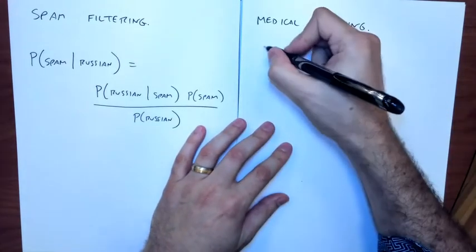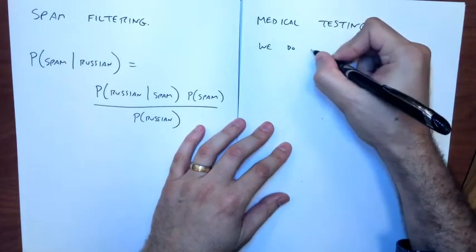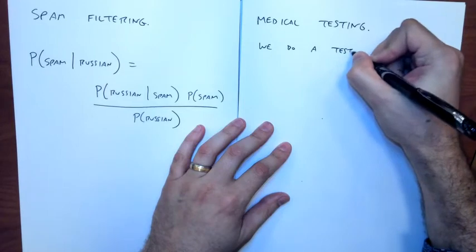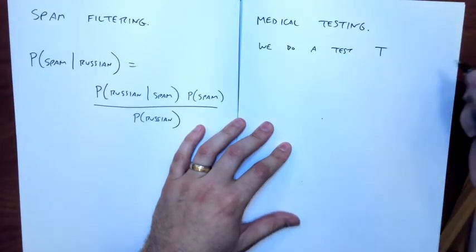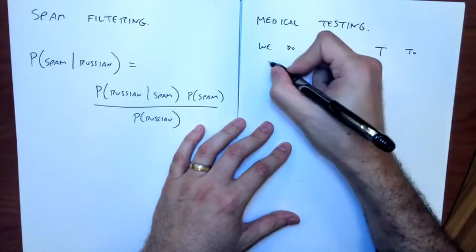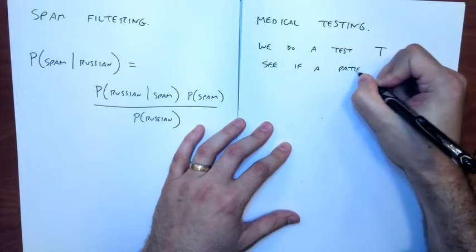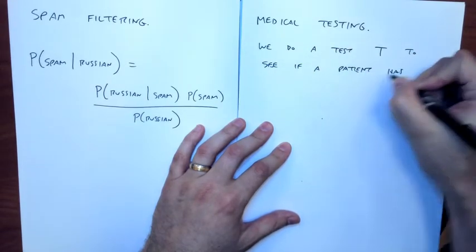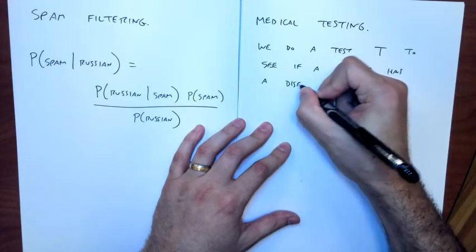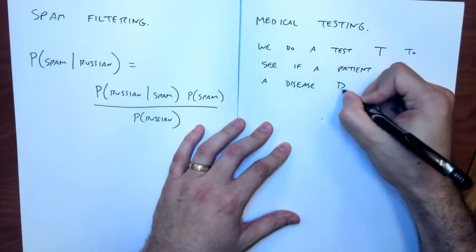So we do a test T to see if a patient has a disease D, okay?